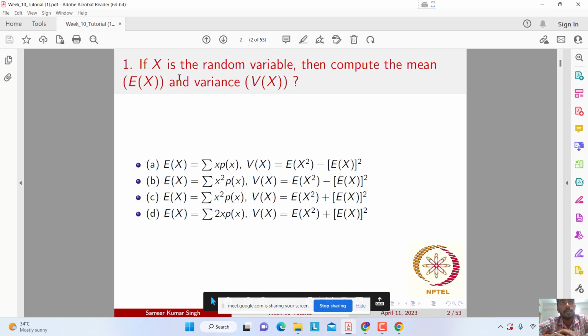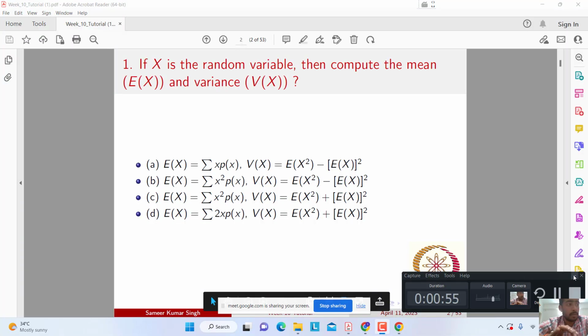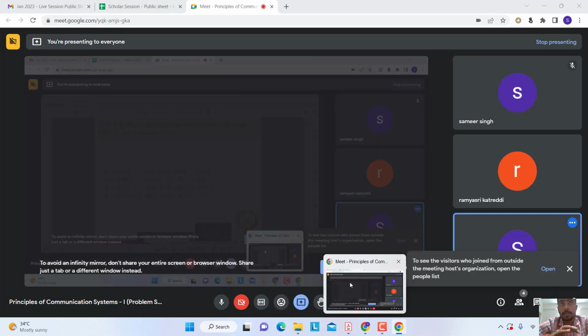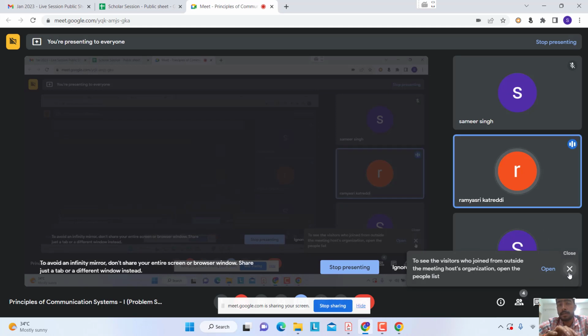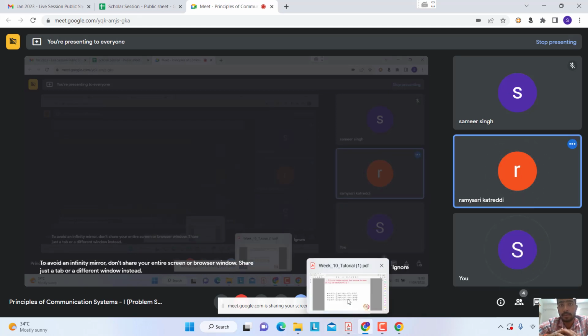Question number one is: if x is a random variable, then compute the mean of x and the variance of x. It's just a simple formula. You simply have to tell which formula is true to calculate the mean and variance when x is a random variable, and we have four options. The question is clear. Try to find out.